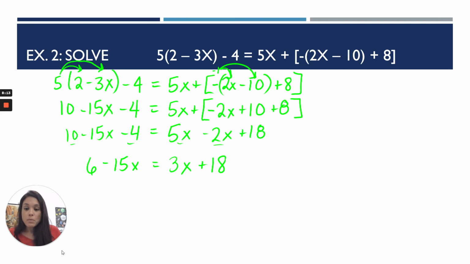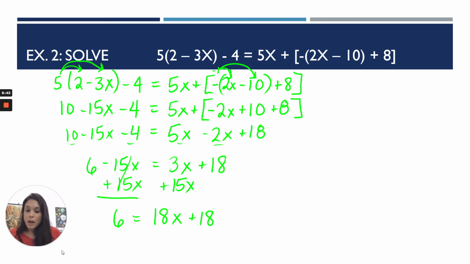Then I want to move my variable over. So I'm going to move this negative, we can do either way, but I'm going to make this negative a positive. So I'm going to do the inverse. I'm going to add plus 15x to both sides. So now this cancels. This becomes 6 equals 18x plus 18.